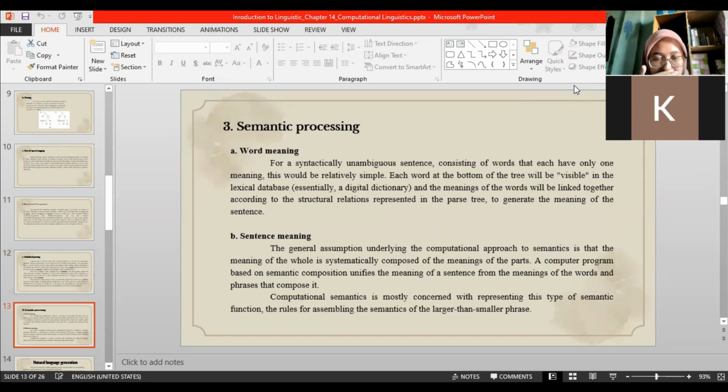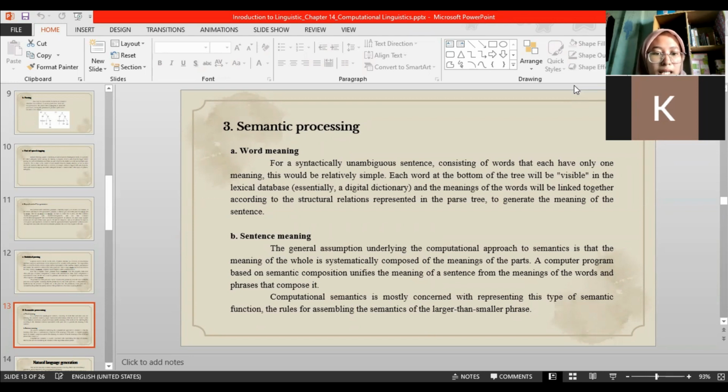Number 3 is semantic processing. A, word meaning. For a syntactically unambiguous sentence consisting of words that each have only one meaning, this will be relatively simple. Each word at the bottom of the tree will be looked up in the lexical database, essentially a digital dictionary, and the meanings of the words will be linked together according to the structural relations represented in the parse tree to generate the meaning of the sentence.